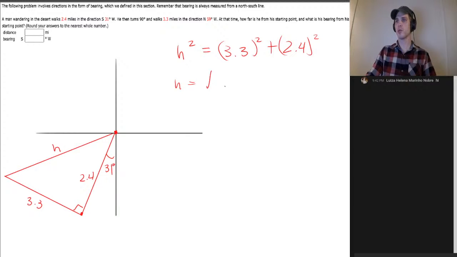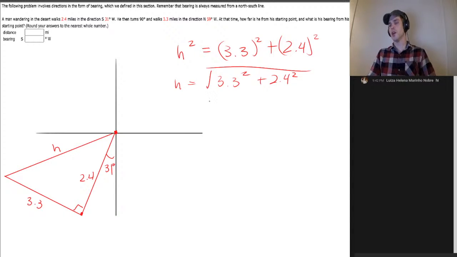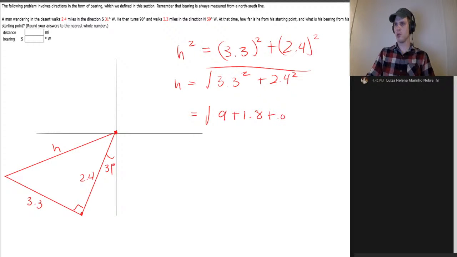That means h is equal to the square root of all that. Just take away these parentheses here, we don't really need them. Okay, so what do we get? This is going to be equal to 9 plus 1.8 plus 0.09 plus 4 plus 1.6 plus 0.16.